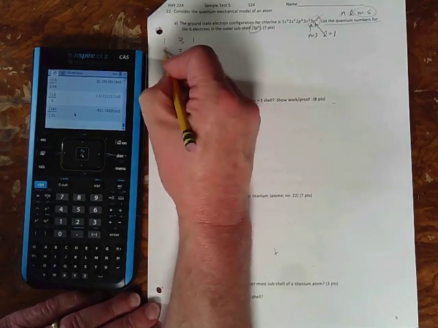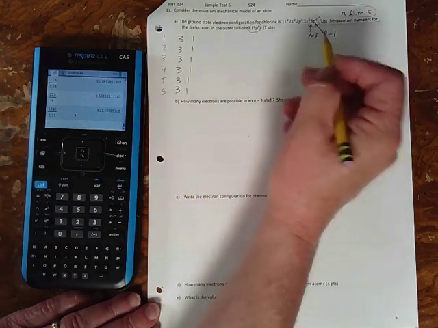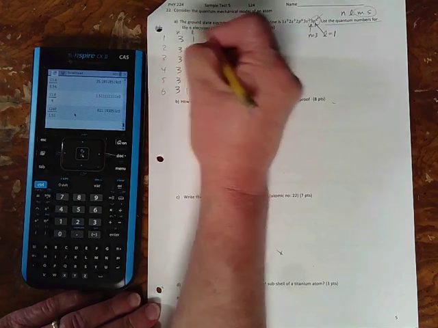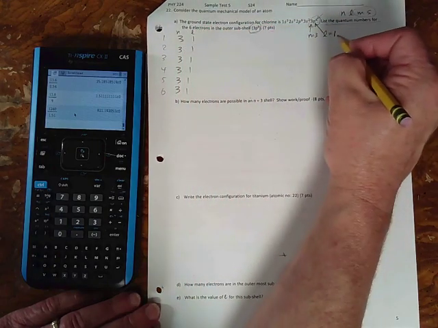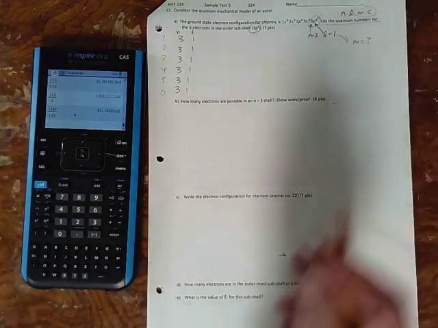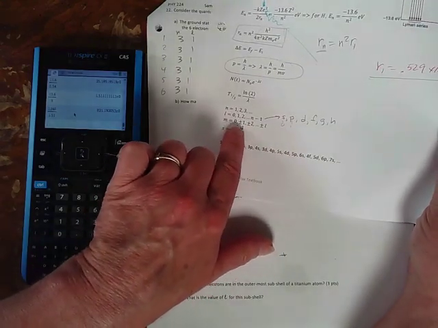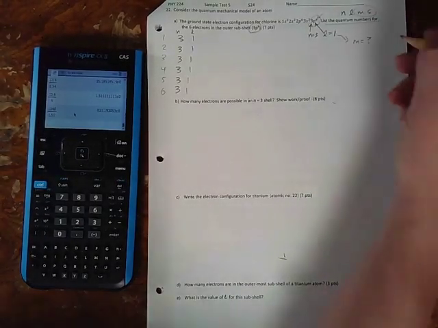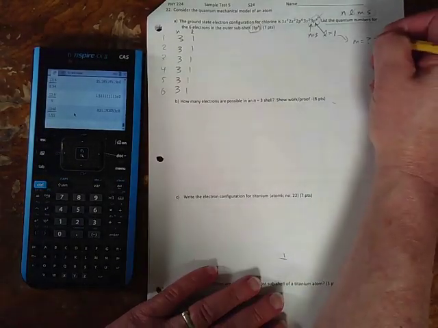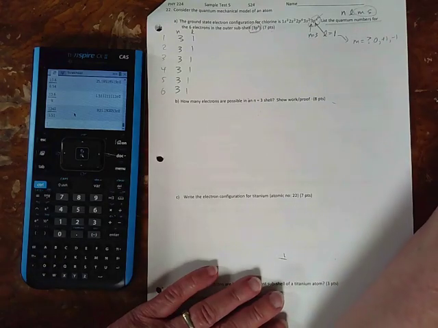1, 2, 3, 4, 5, 6 choices. Okay, so this is N, L. And so now when L is equal to 1, what can M be? Remember our rules. When L is equal to 1, M can be 0 up to plus and minus L, right? So M can just be 0, plus 1, minus 1. Yep, because L is 1.